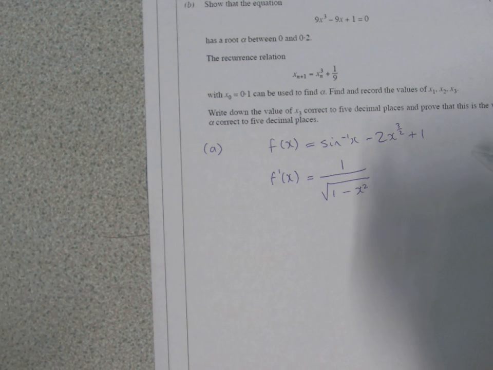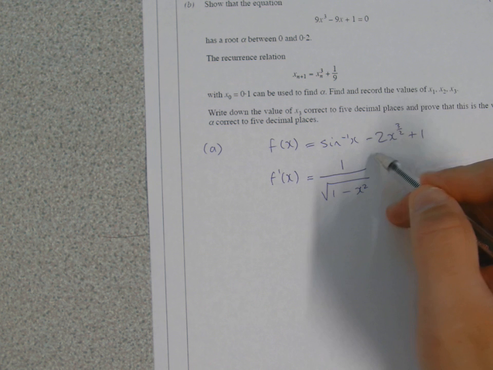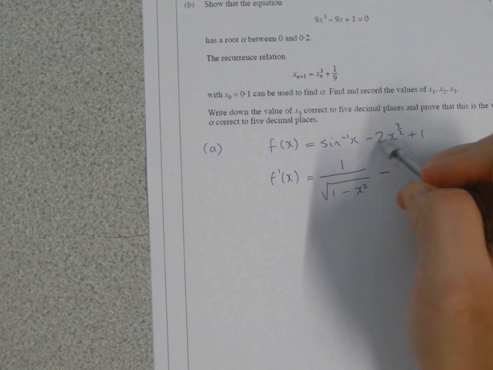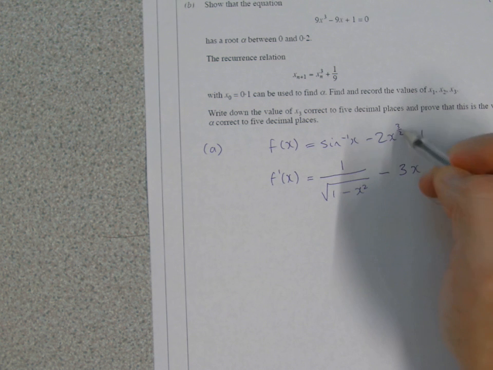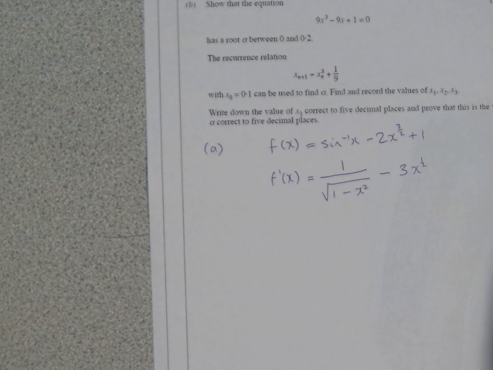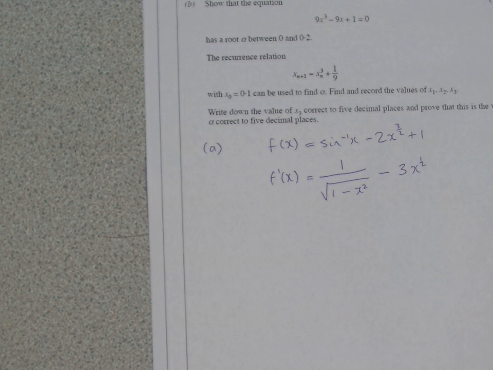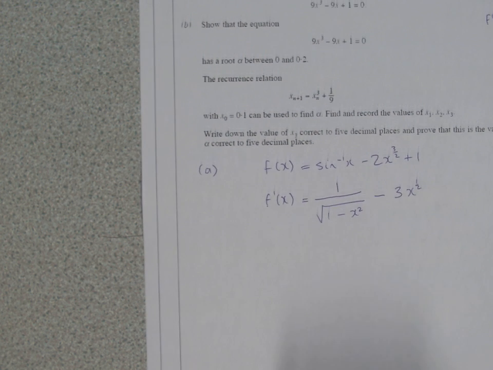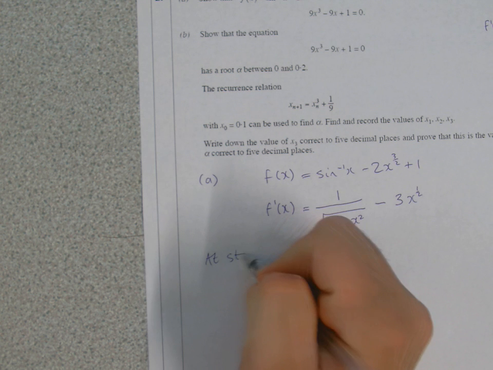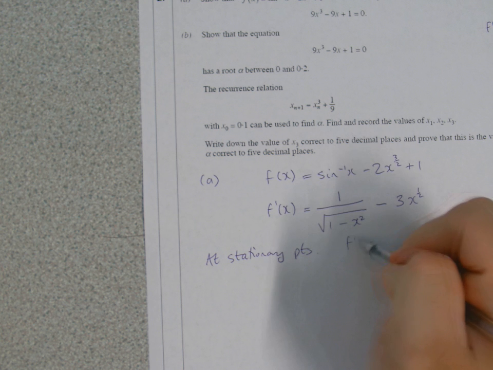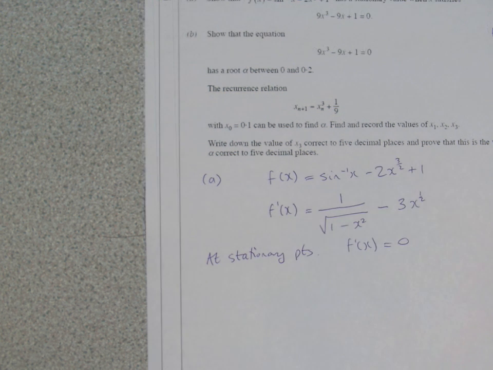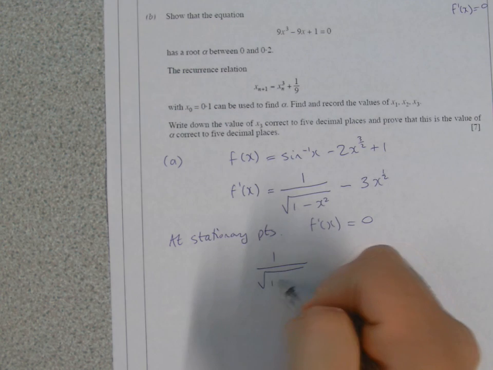Now when you differentiate this, you bring the 3 over 2 down and times it by the 2, so that becomes 3, then x, and you take a power away, so that becomes x to the power half. And then the plus 1 just disappears, of course. Now at stationary points, as we've just discussed, f dash of x equals 0, so this is equal to 0.